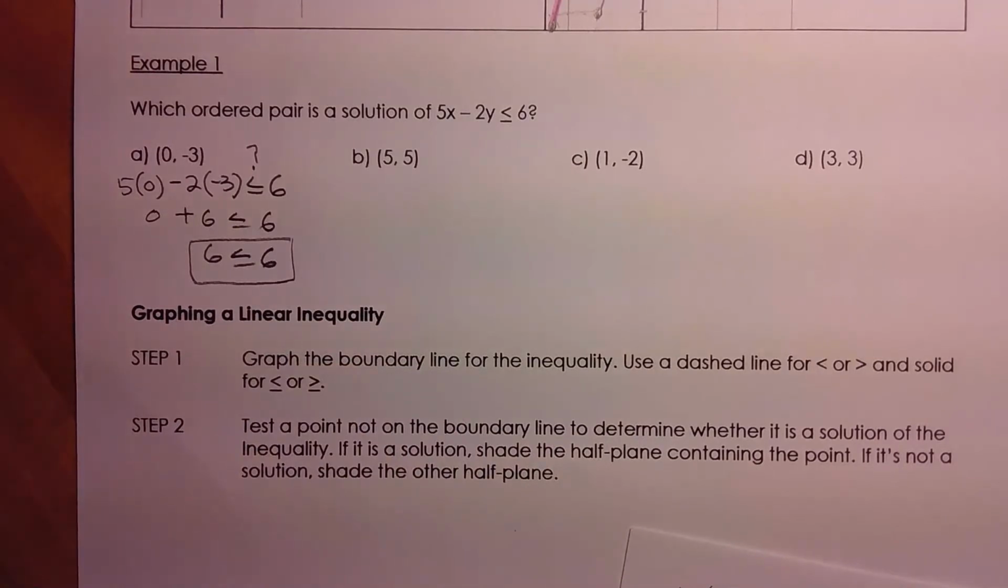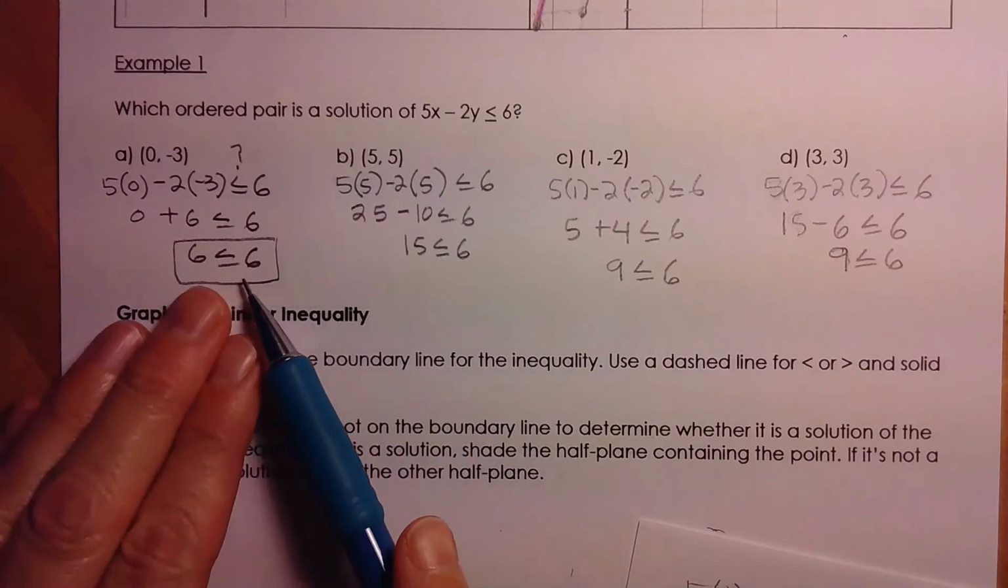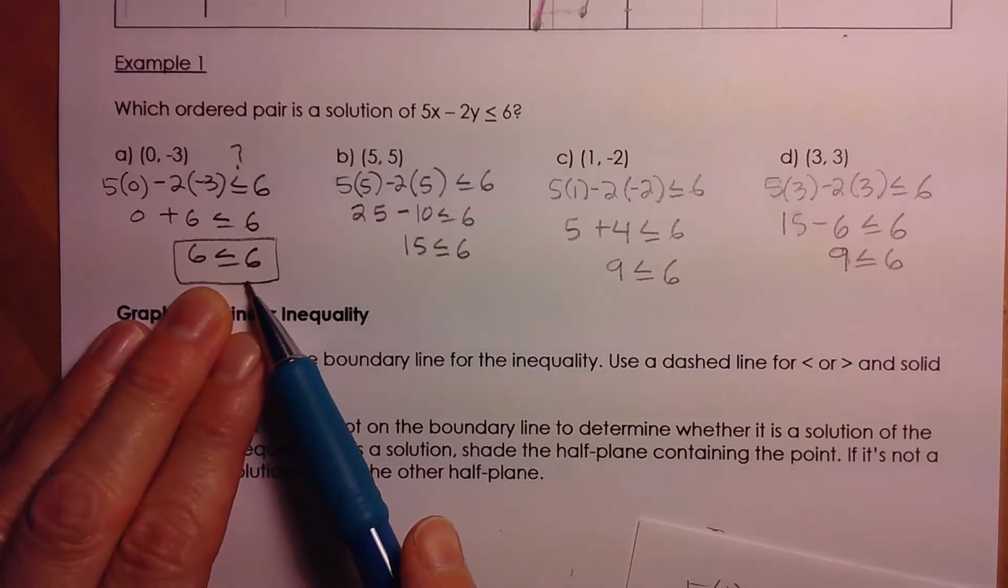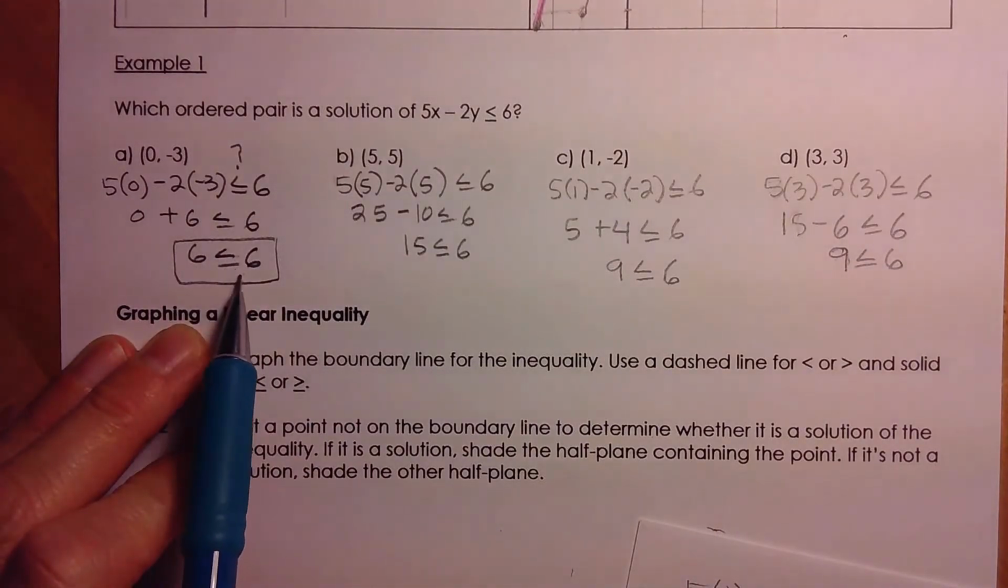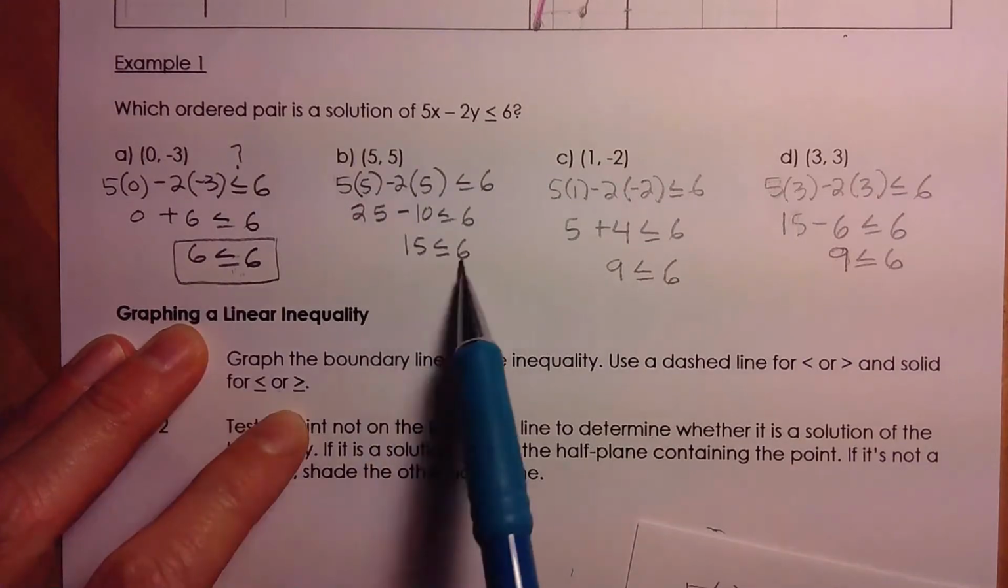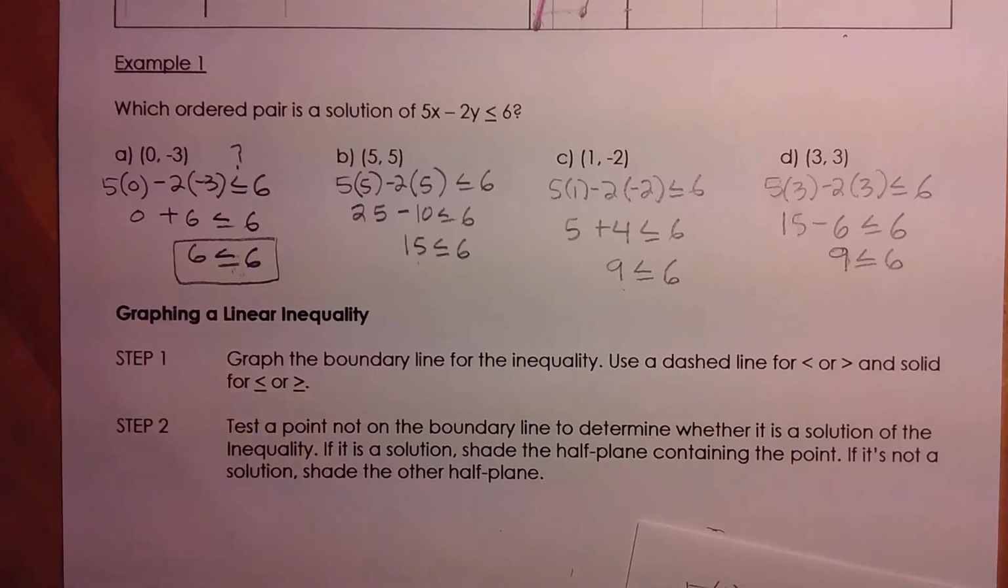Just to check the other ones, I won't do it on camera, but I'll do it off camera, and you guys might want to do the same thing just for some practice. All right, so this one is the true one. So remember, you just have to be less than or equal to. It doesn't have to fulfill both qualities in order for this to be a solution. So this one is yes, this one is no, this one is no, this one is no.